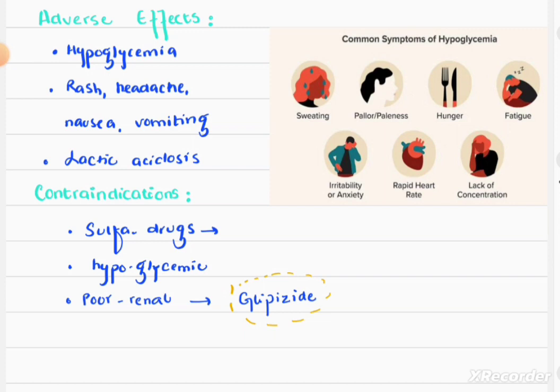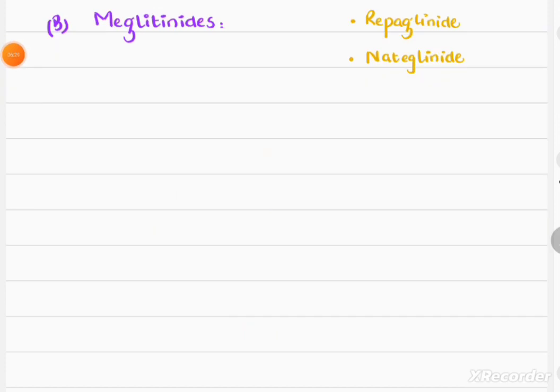Let's move on towards the other drug. So meglitinides have a mechanism of action similar to that of sulfonylureas, which means that they will also increase the secretion of insulin in the pancreas.